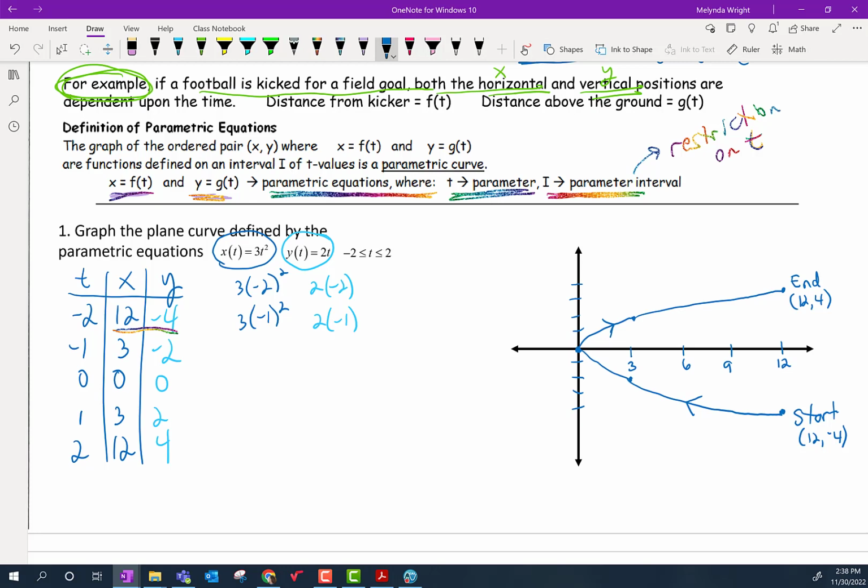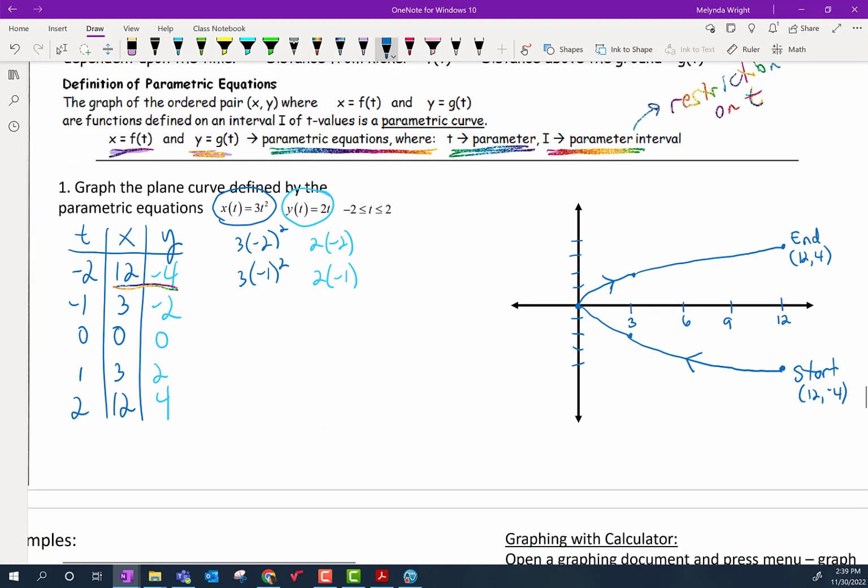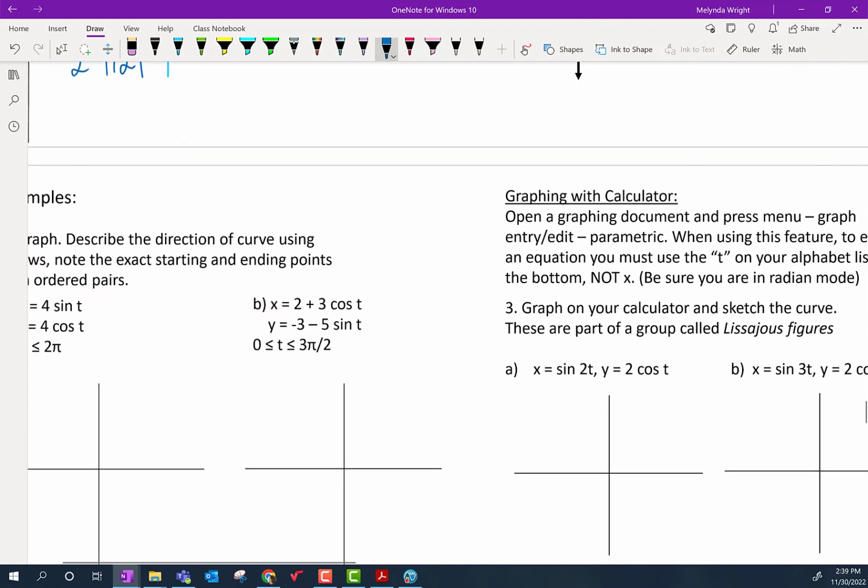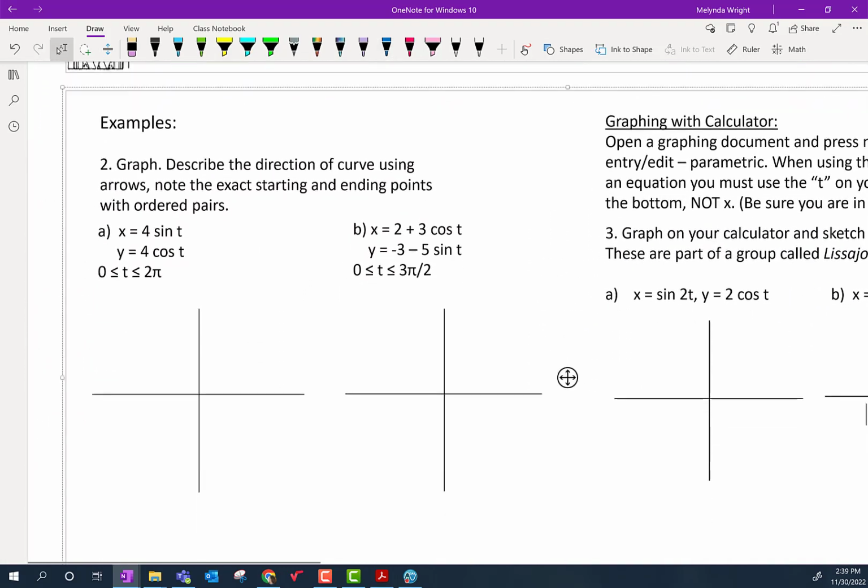So this actual graph, we haven't really talked about these yet, but this is like a sideways parabola. Can you kind of see how that would be a sideways parabola? Mm-hmm. That's what this is, a sideways parabola. We'll talk about those after Christmas break, but that's what that little guy is. So let's go and look at our next ones we're doing by hand.